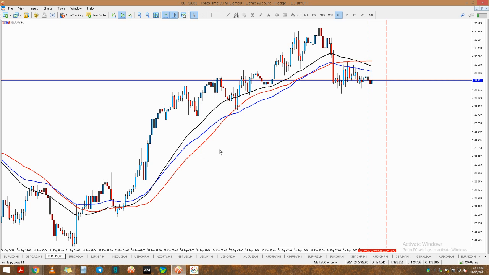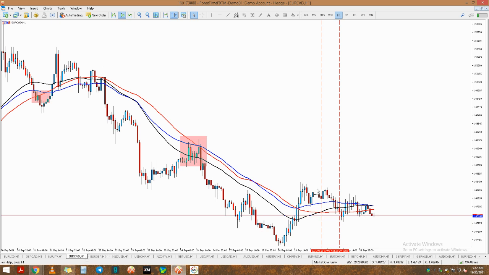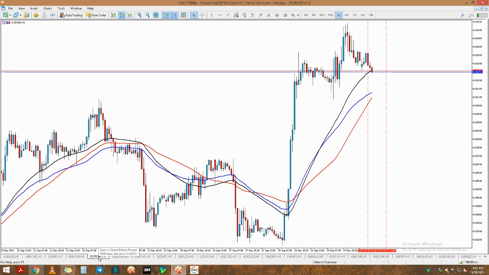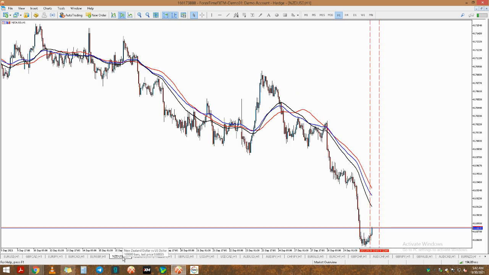Euro JPY, there's nothing interesting. We don't have this structure. We do not have it here. Instead, price is giving some rather random movements. Here also, we don't have anything. This is Euro CAD. Euro GBP, nothing interesting. NZD USD, nothing interesting. In fact, the chart looks like Euro USD, the first one here. So there's nothing interesting there.